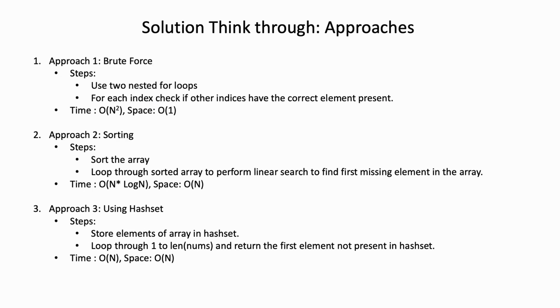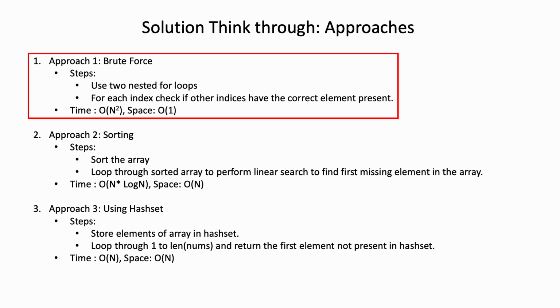From the observations, we can come up with these approaches intuitively. The first approach is a brute force approach where we use 2 nested loops. For each index, we check if other indices have the correct element present. The time complexity of this approach is O(n^2) and space is O(1).